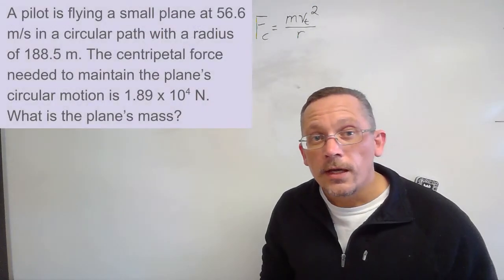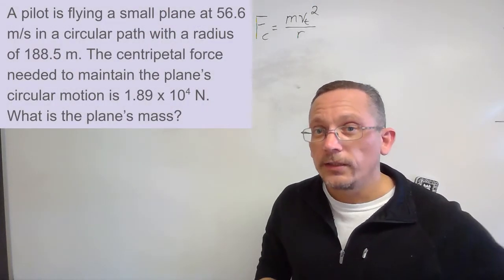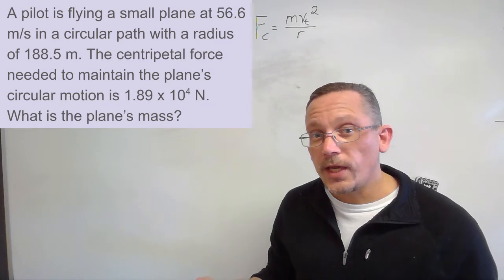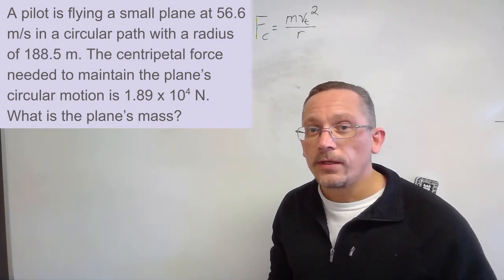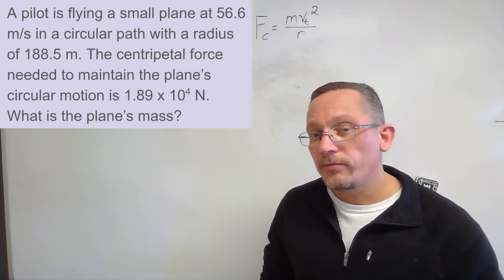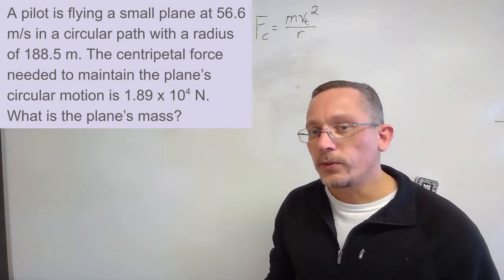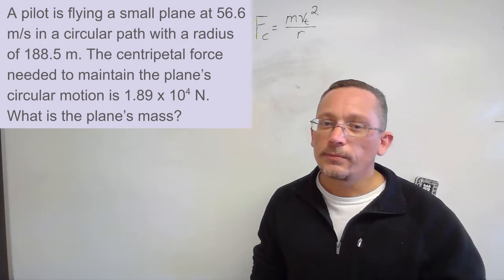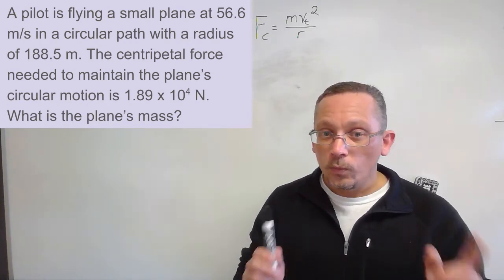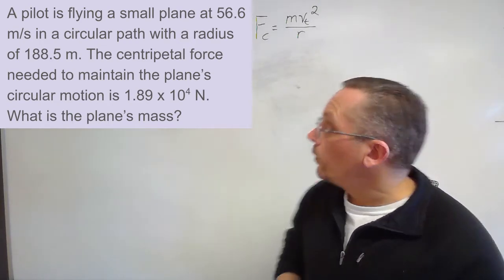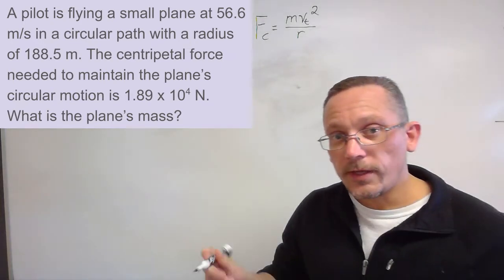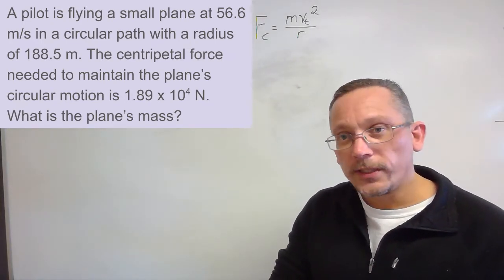Okay, the problem says a pilot is flying a small plane at 56.6 meters per second in a circular path with a radius of 188.5 meters. The centripetal force needed to maintain the pilot's circular motion is 1.89 times 10 to the 4th newtons. What is the plane's mass? Well, we can use our equation here to solve that problem. Let's determine what each thing is here.